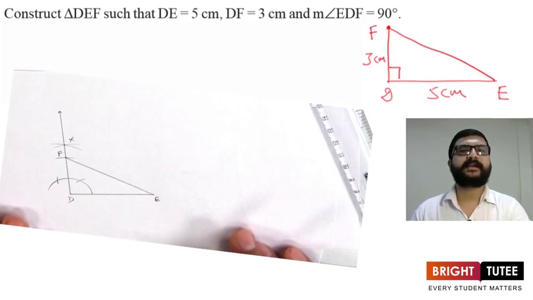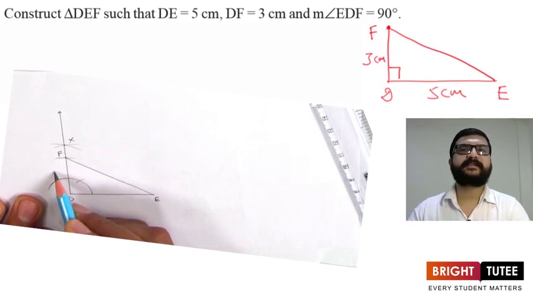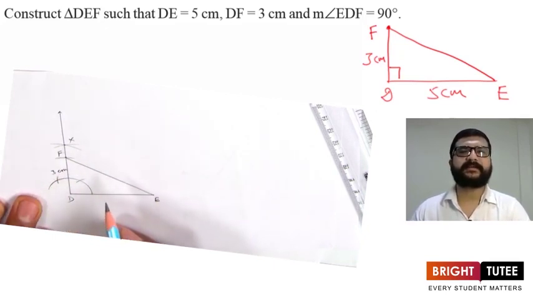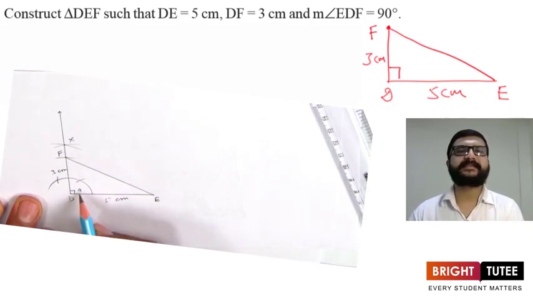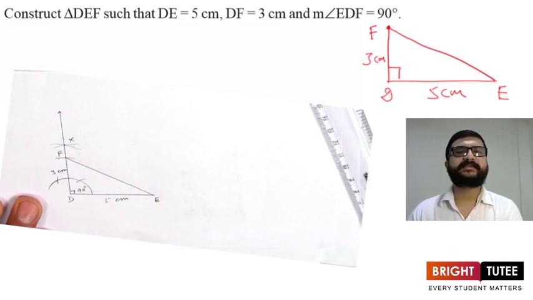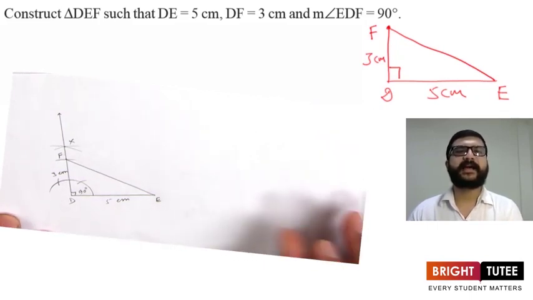So we are done with the construction now. What was the first step of construction? The first step is, draw a line segment DE of 5 centimeters. And then the second step is, construct a 90 degree angle at D so that angle XDE is 90 degrees. Now the next step is, with D as a center, make an arc of radius 3 centimeters intersecting DX at point F. So here we got point F in the third step, and the fourth step is join FE.